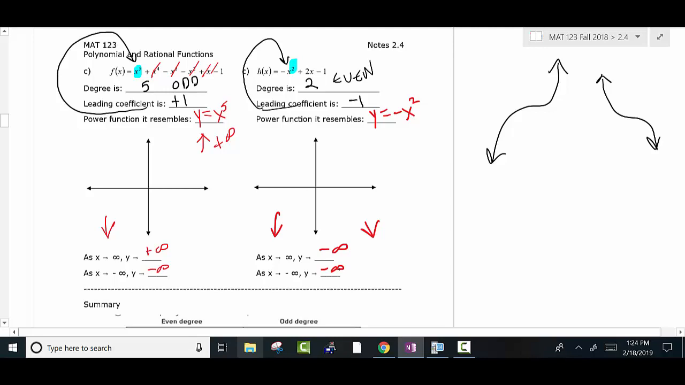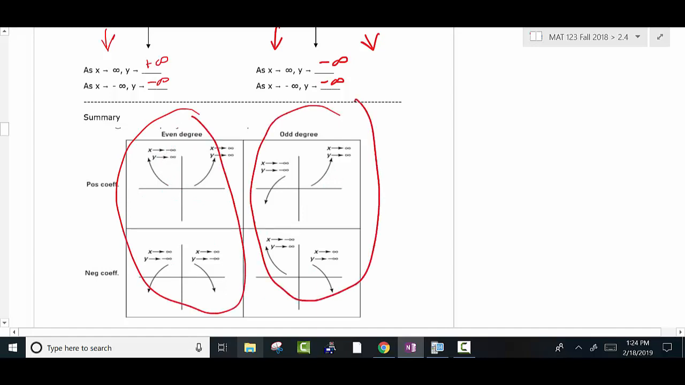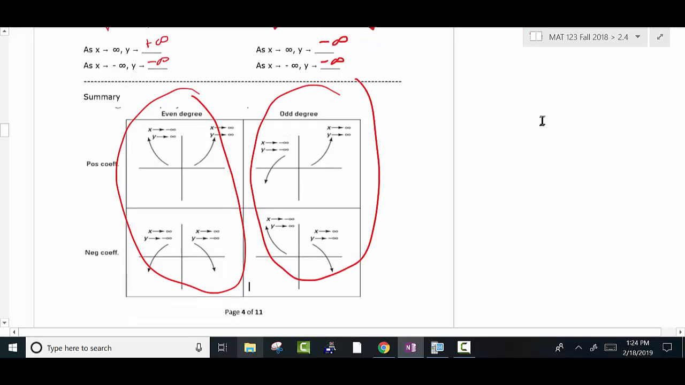Okay, so there's 4 possibilities. If it's odd, what does it look like? This or this? If it's even, what does it look like? This or this? That's it. It all depends on what that highest power is and what that leading coefficient is. So this is a summary. I'm not going to go over this. This is just for you to look at if you need to. This would give you the 4 possibilities that you have. Even degrees are those two. Odd degrees are those two right there. You just want to know the difference between the two.